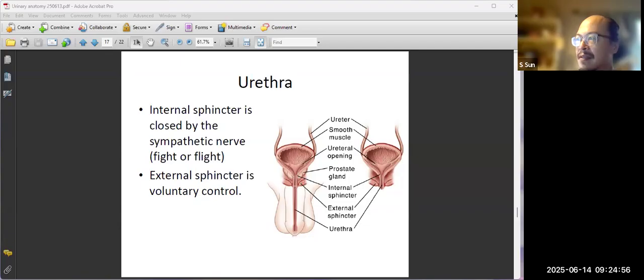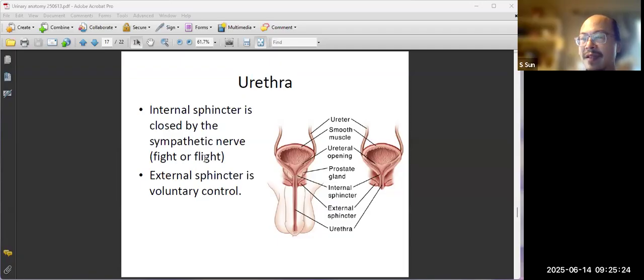And the final outdoor, the external sphincter, is controlled by your mind. If it's not ready, then you won't let it go. The internal one is not controlled by your mind, it's controlled by your body. And it's controlled by the sympathetic nervous system. Sympathetic is fight or flight.